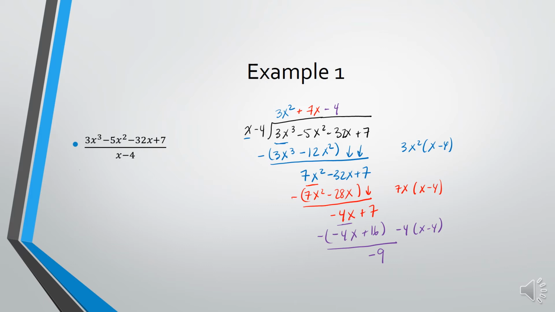So my answer to this fraction would be 3x squared plus 7x minus 4. That's kind of like my whole piece. But then my remainder was negative 9 over what I'm dividing by, which was x minus 4.